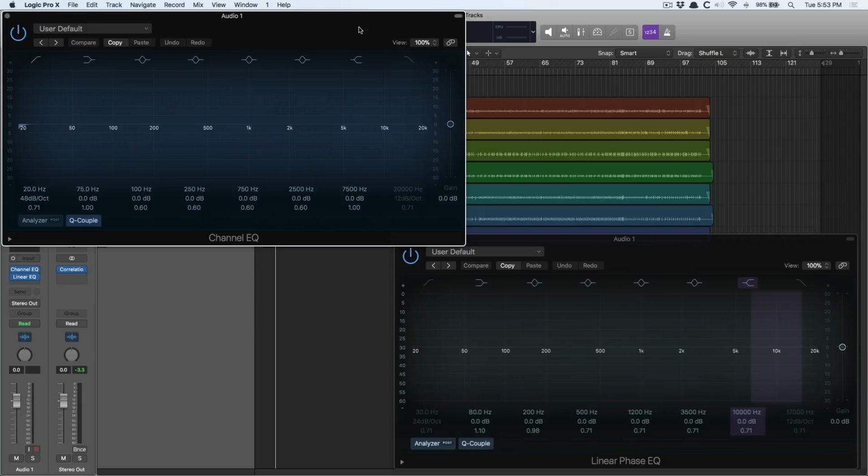Like number one, why do we have these two? Number two, what's the difference between the two? And number three, what's the best application for each one? I think these are fair questions, so I want to help you out with that.